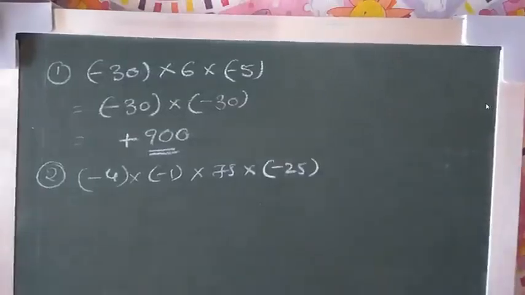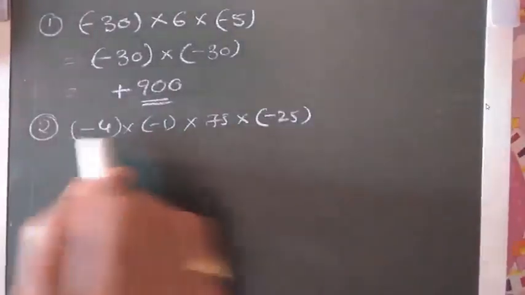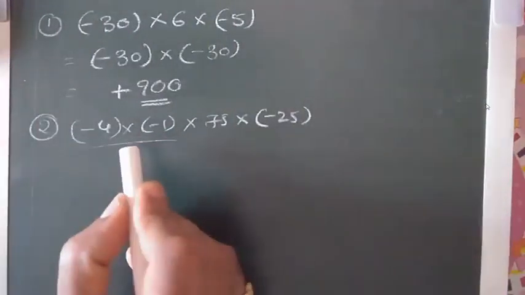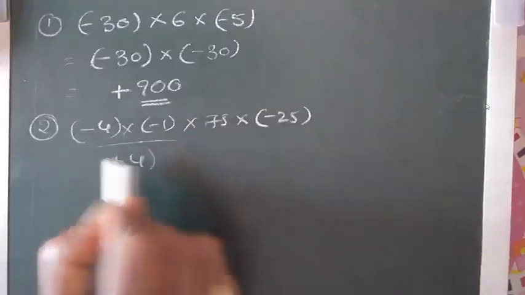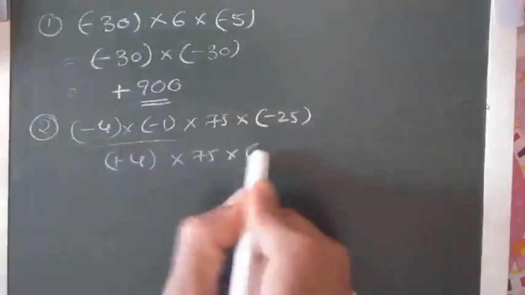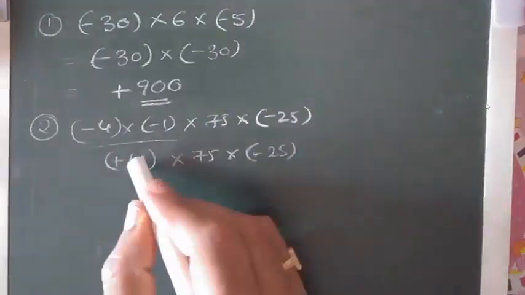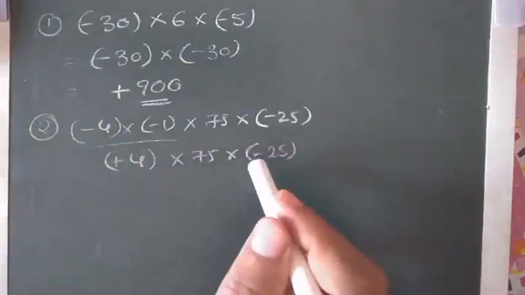25 into minus 25. Observe here, if you multiply the first two numbers, you will get 4. So first we do it like this. Minus into minus is plus, 4 ones are 4, into 75 into minus 25. And we know that 25 4s are 100. So multiplying any number with 100 is easy for us.